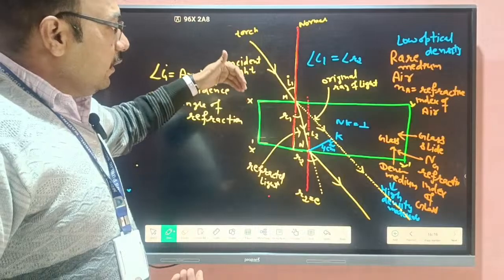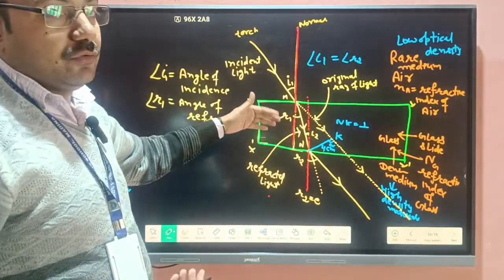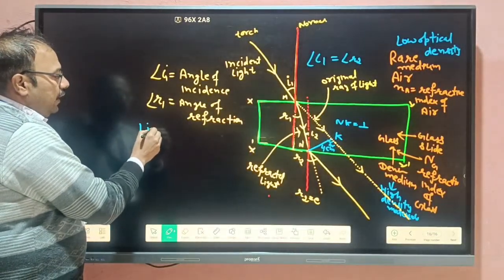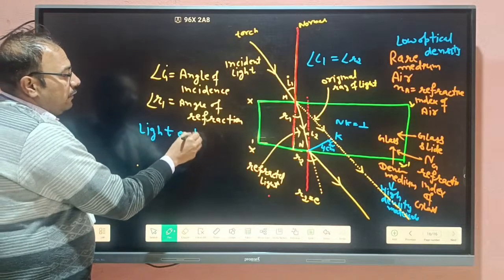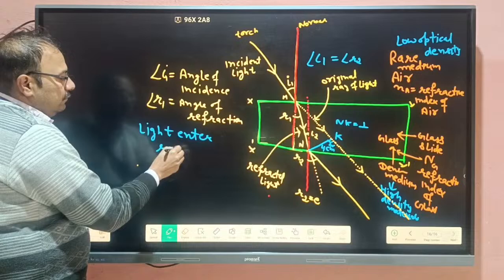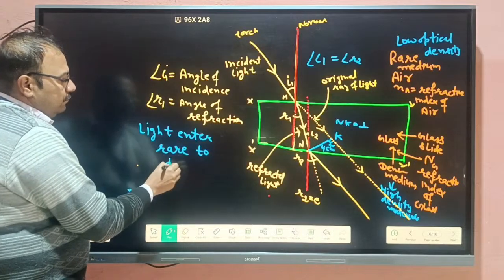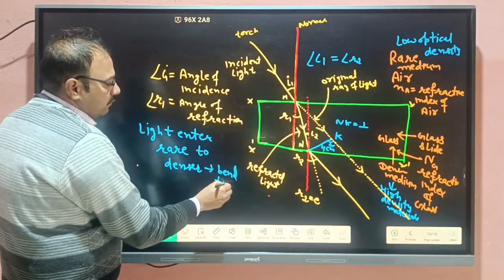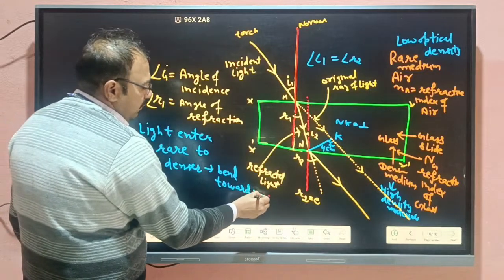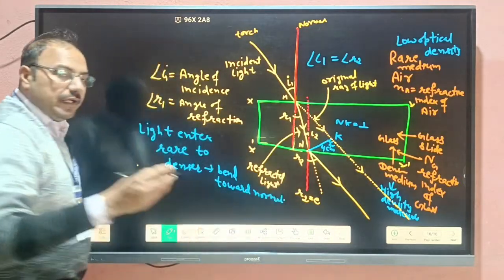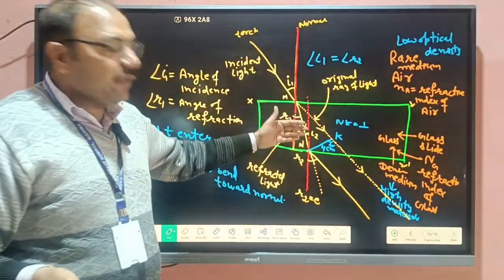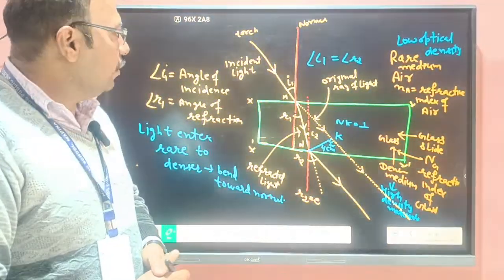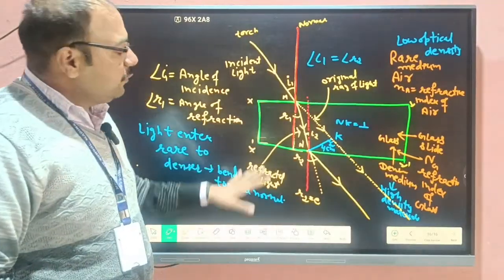So what are the rules of refraction of light? First rule: when light enters from a rarer to a denser medium, it bends toward the normal. What is bending toward the normal? And the reverse, when light goes from a denser to a rarer medium, it bends away from the normal. What is bending away from the normal? So this is basically refraction.